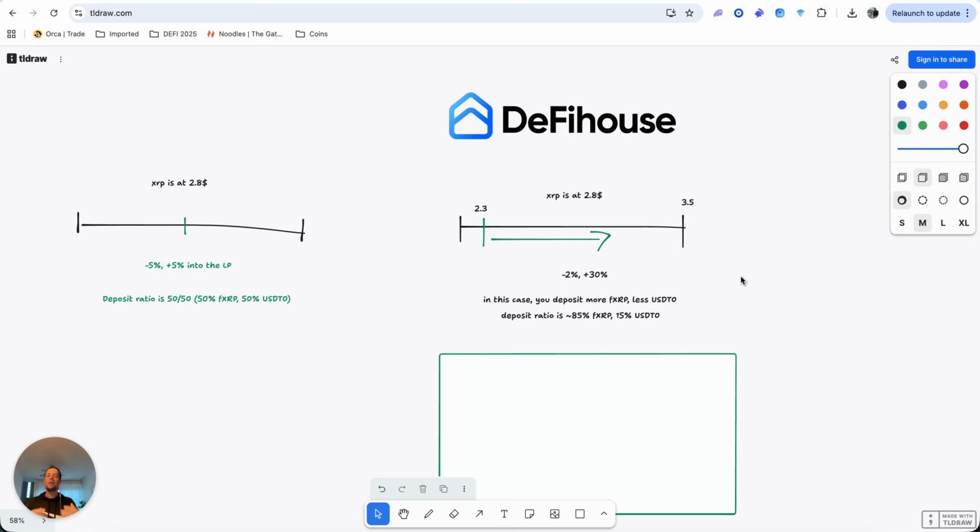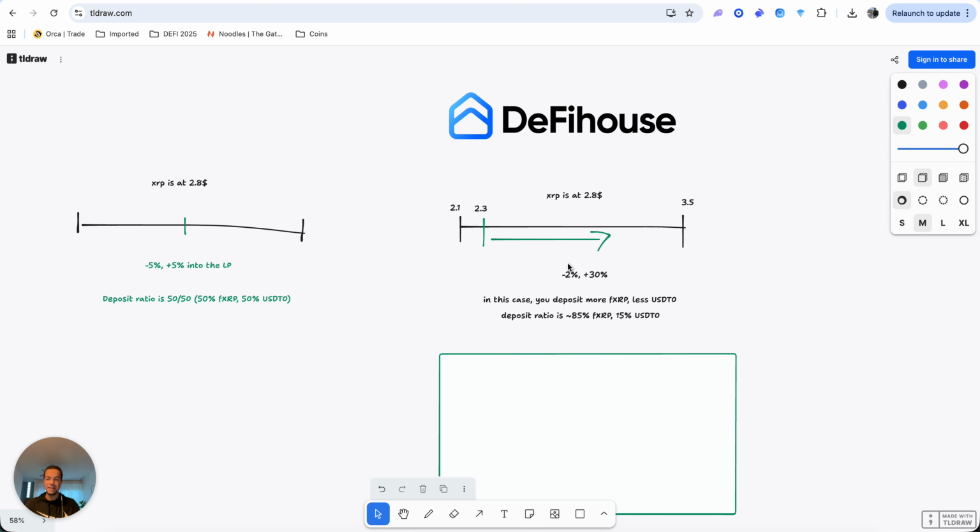So the core idea that I am trying to explain to you is that at the time of deposit into the liquidity pool, based on your needs, what you want to do, you have to really think about what kind of range to set. Because in this case, for example, let's assume that XRP is now at $2.8 per XRP, and you set the range 2.3 and 3.5, more or less. Or maybe I can do it a bit better. Let's do 2.1 and 3.5.